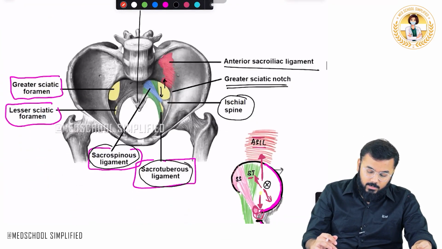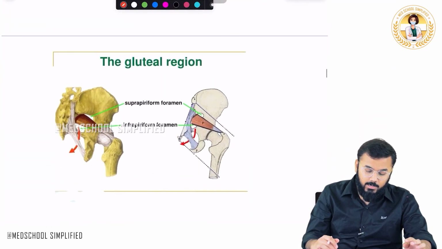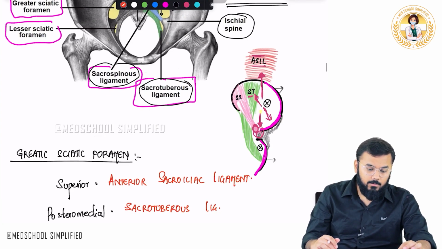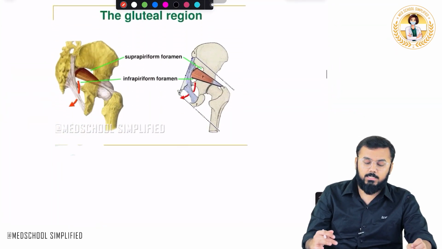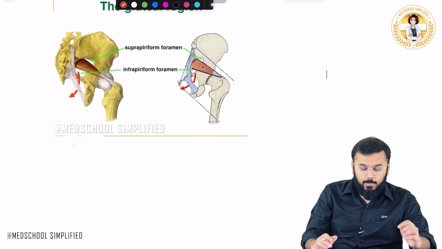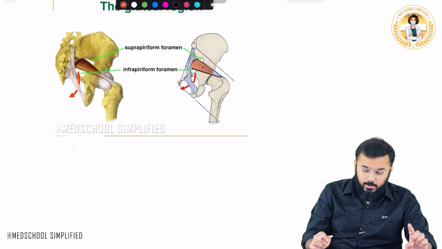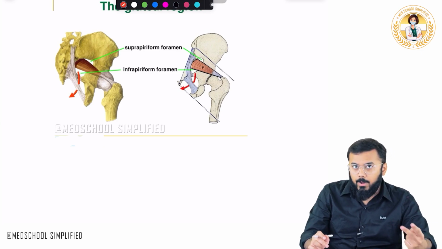Now, after discussing this, the next important thing we shall discuss is what are the structures that are passing. So how do we discuss what structures are passing? The first important thing you need to know is that this greater sciatic foramen, whatever you can see, is divided into two parts.